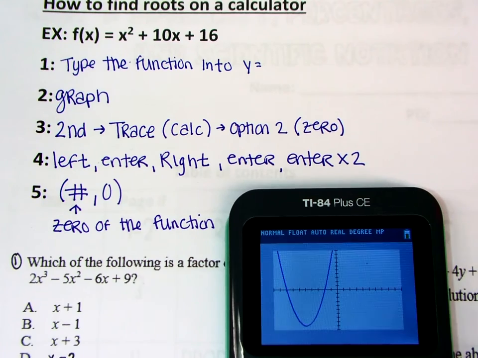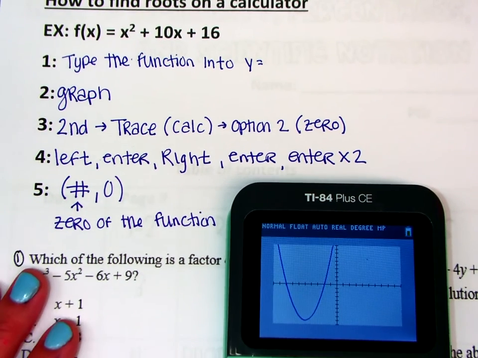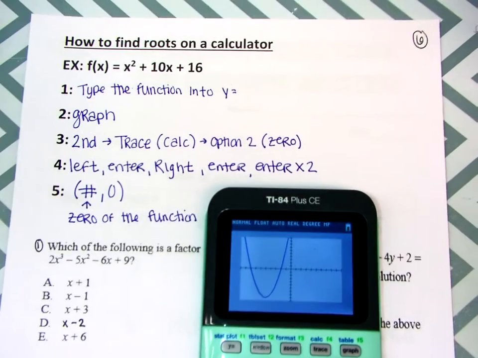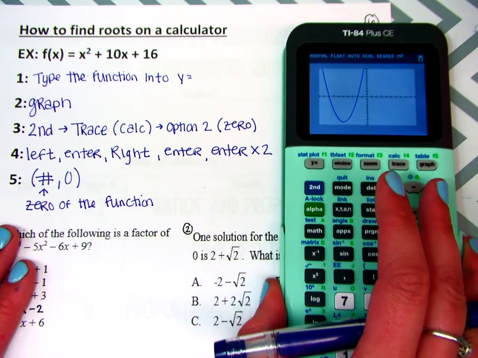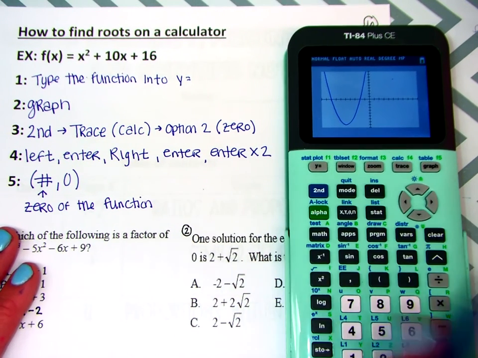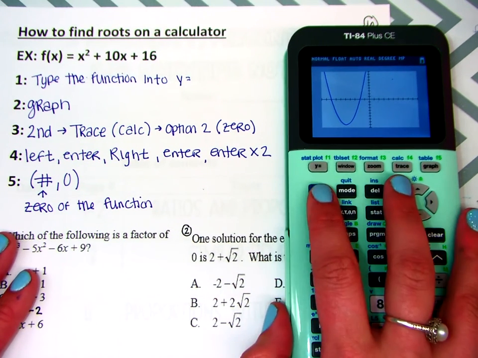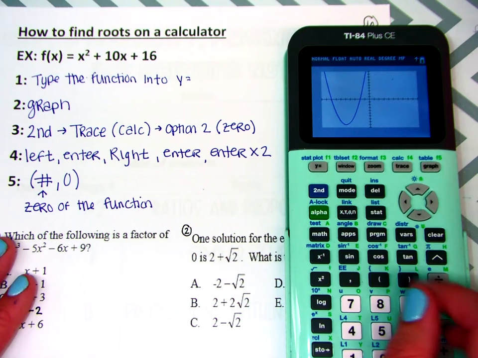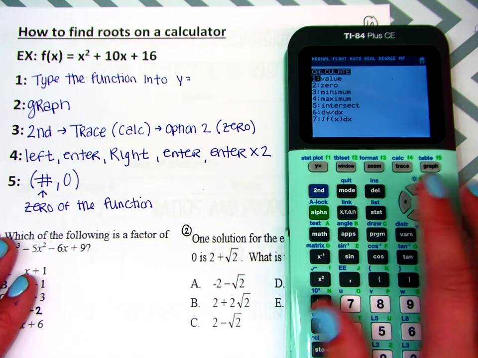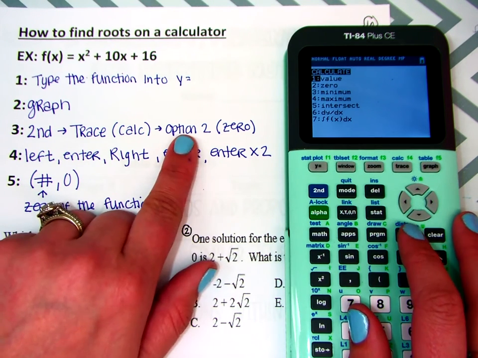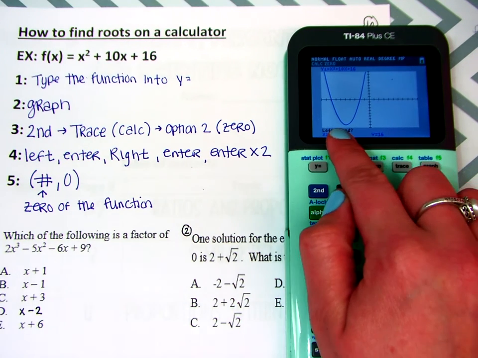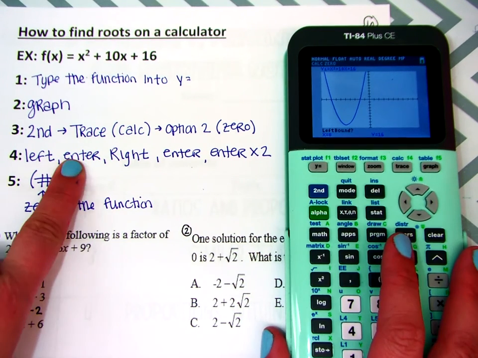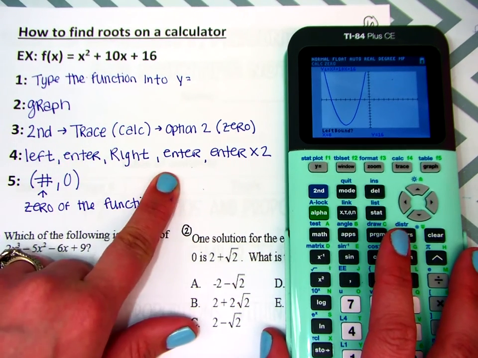Then to calculate, what you're going to do, you're going to press the second button. So let me zoom out just a little so we can see kind of all of the pieces. I'll move it up here to make it a little easier. The second button is located here. You're going to press second and trace where it says calculate. Then you're going to select option number 2. So I'm going to arrow down where it says 0 and you press enter. Then it says, hey, go left bound. So left and then you hit enter. Then you move it to the right and hit enter twice.